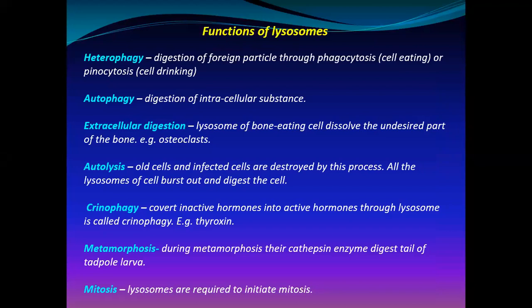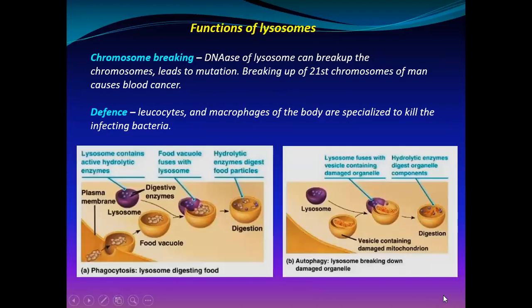An example is thyroxine, right? And metamorphosis: during metamorphosis, the cathepsin enzyme digests the tail of the tadpole larva. That is not necessary for us. And then mitosis: lysosomes are required to initiate mitosis. So these are the functions of lysosomes. Okay. And then this is the difference between phagocytosis and autophagy. The same thing is explained in a different picture now.